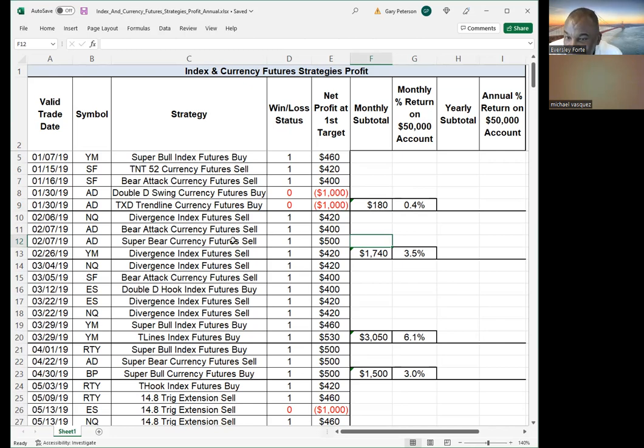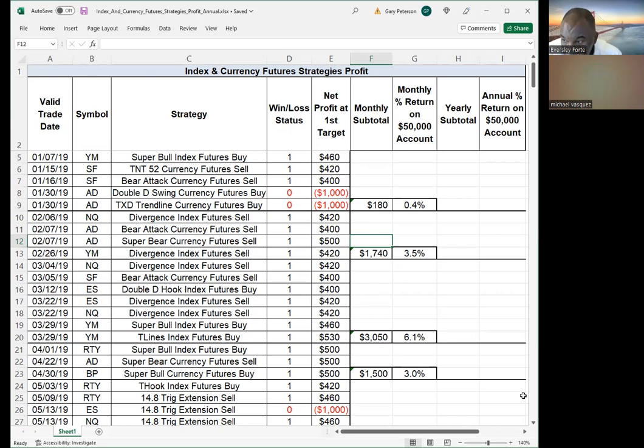So let's take a look. Second month, February, $1,740, 3.5% return. The next month, $3,000, 6% return. This is based on a 50 grand account. Next month, we had 3 trades, $1,500, 3%. Now think about this. If you were risking $2,000 per trade, this would be double this amount. If you're risking $2,000 per trade, you would have made $6,000. If you were risking $2,000 per trade, this would be $1,500.